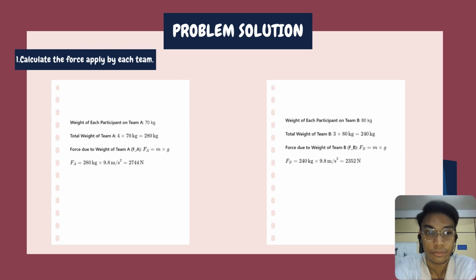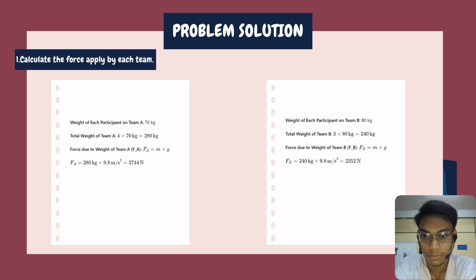Now let's take a look at question 1. Calculate the force applied by each team. First we need to know the formula for the force, which is mass multiplied by gravity. For Team A, they have 4 participants and each of them is 70 kg. So you will get the total mass of Team A, and multiplying with the gravity given here, 9.8, you will get the force for Team A, which is 2744 Newton.